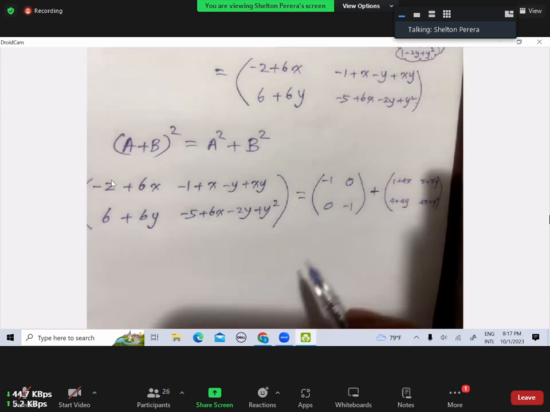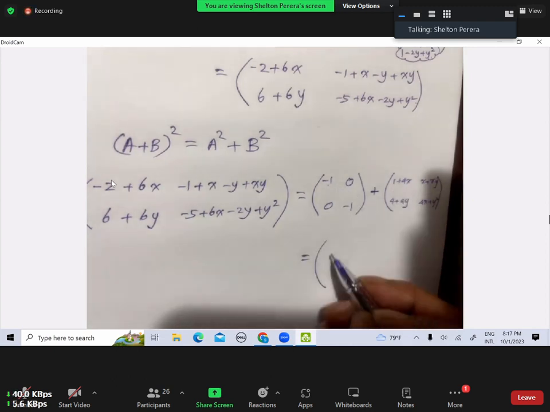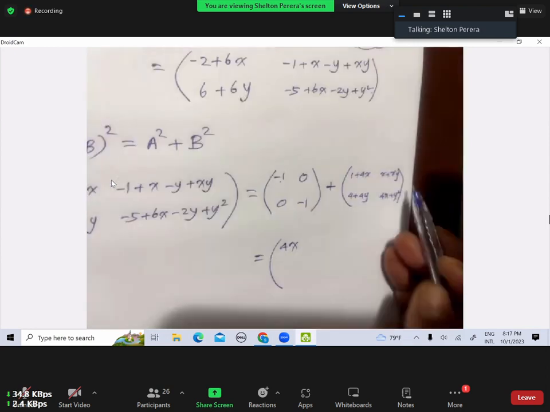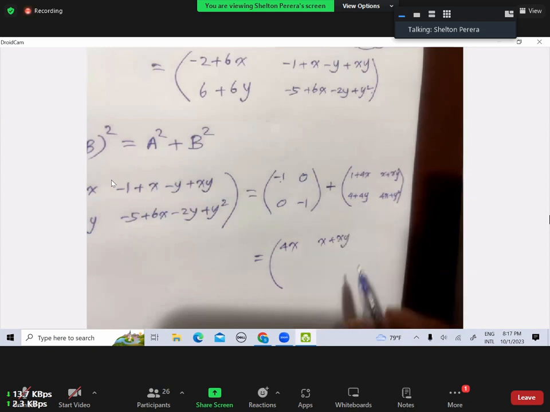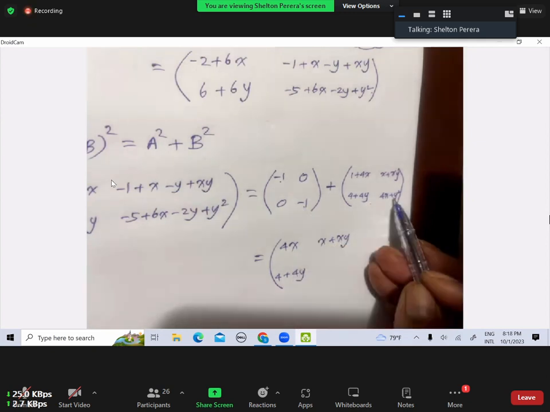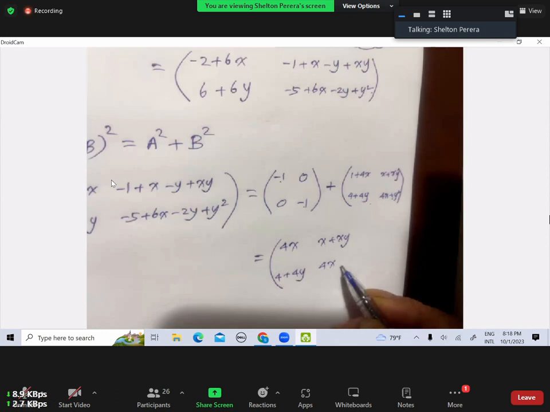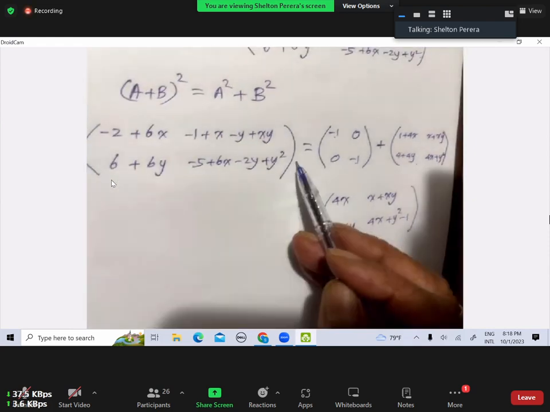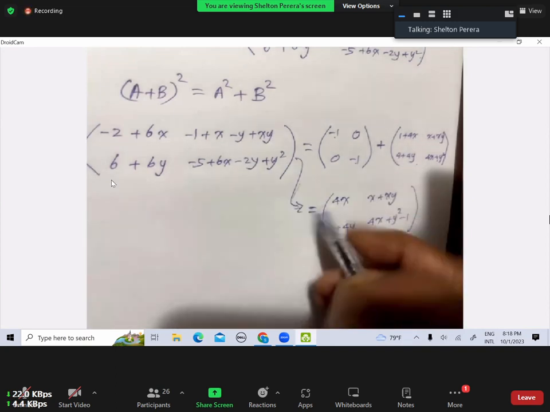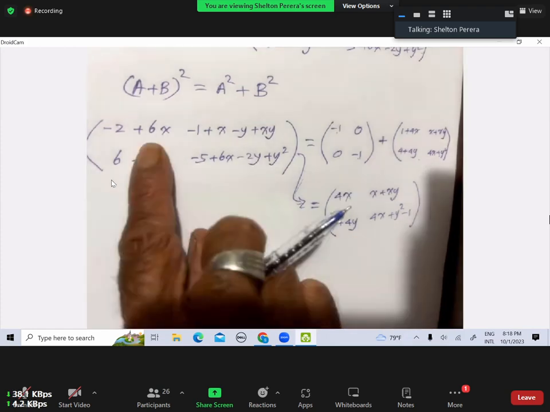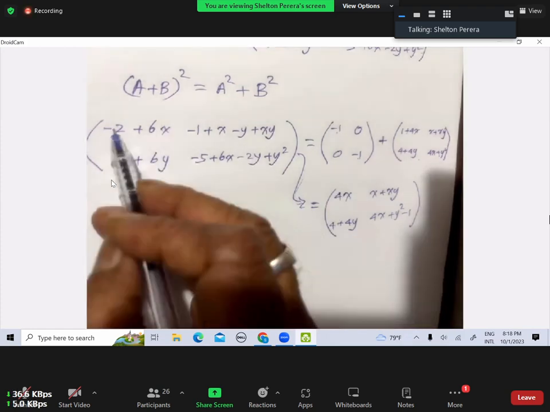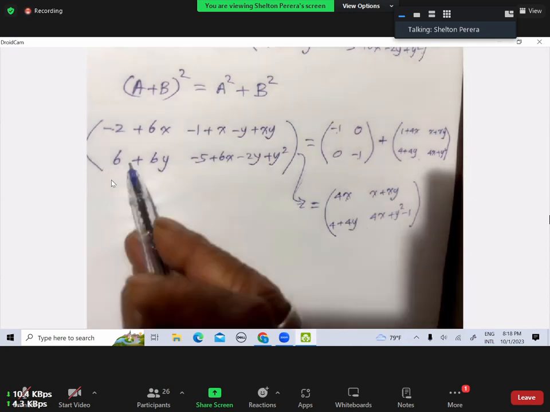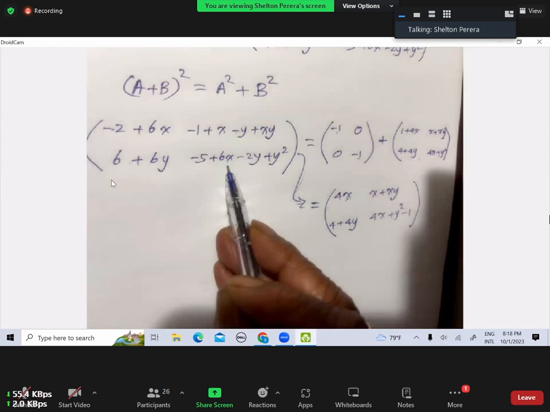What are the equations? This side we have to simplify. -1 plus 1, just 4x. 0 plus, so this is x plus xy. Here, 0 plus, that is 4 plus 4y. This added to that, 4x plus y squared minus 1. Adding, now this matrix is equal to this matrix. Two matrices are equal. Therefore, corresponding entries must be equal. So this one must be equal to this. This must be equal to this. This must be equal to that. This must be equal to that.